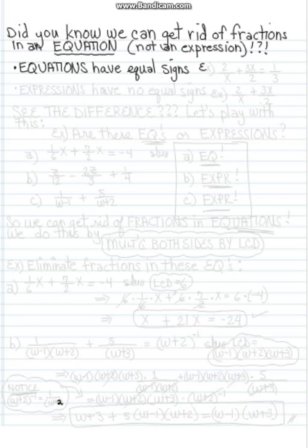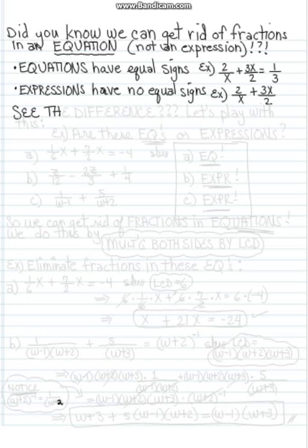Let me show you an example of a rational equation, an equation with fractions. 2 over x plus 3x over 2 equals 1/3. There's an equal sign, there's fractions. Now, expressions have no equal sign. So here's an example of a rational expression. No equal sign, so we cannot get rid of these fractions. 2 over x plus 3x over 2, no equal sign. See the difference?